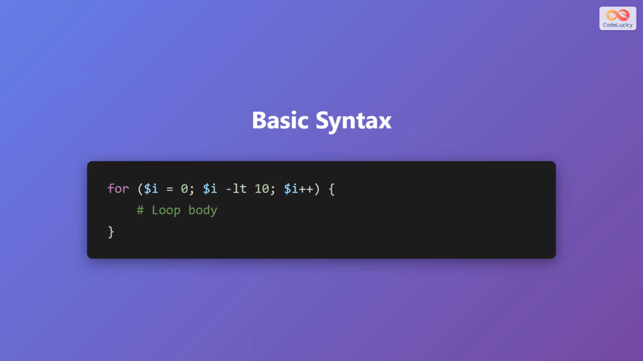Let's examine the basic syntax of a for loop in PowerShell. The structure begins with the keyword for, followed by parentheses containing three components separated by semicolons. First, we initialize a counter variable, typically $i = 0. Second, we define the condition that keeps the loop running, such as $i -lt 10. Third, we specify how to increment the counter, commonly using the increment operator ++. The loop body, enclosed in curly braces, contains the code to execute on each iteration.